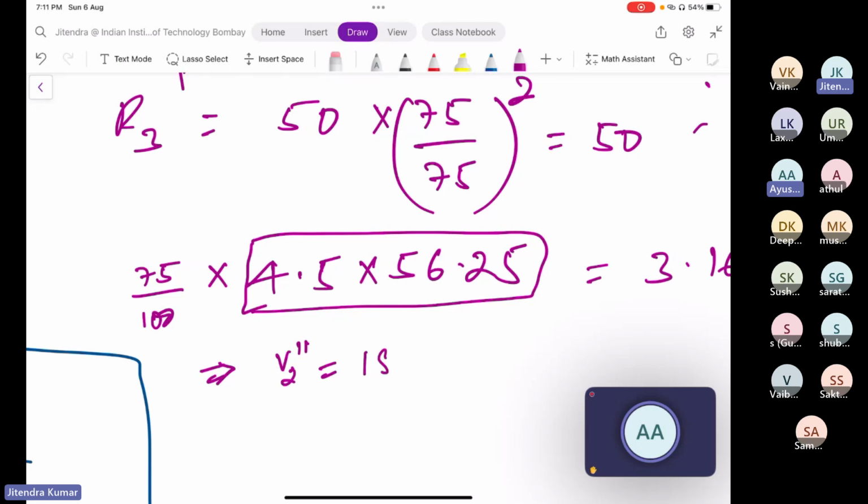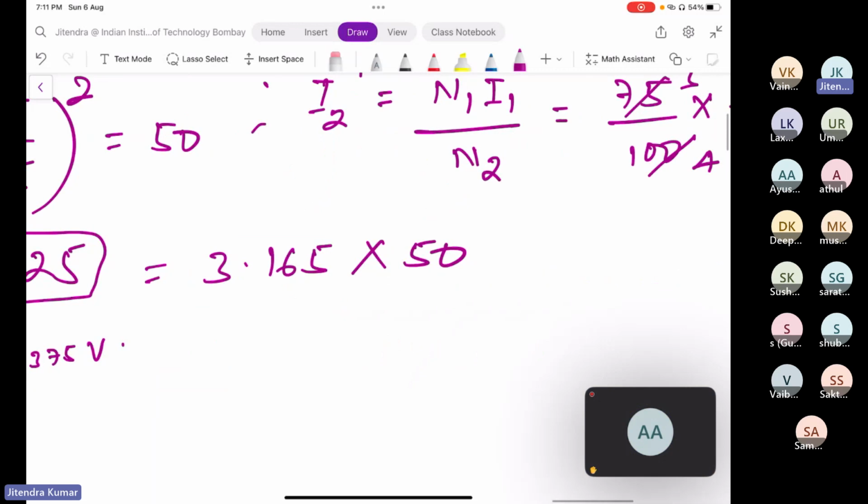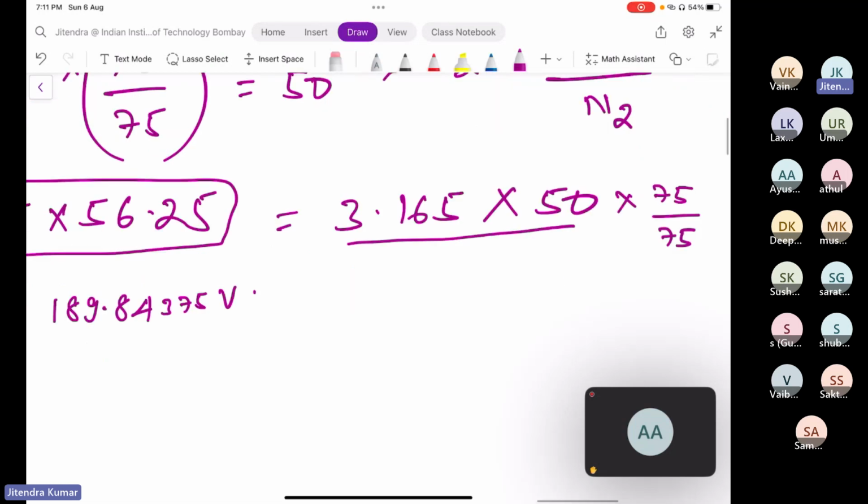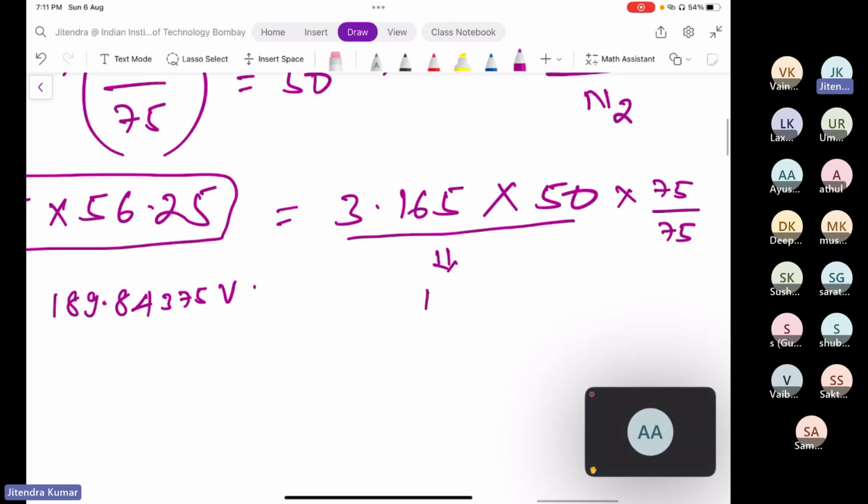189.84, 375. This value into 75 by 75, so it should be same. So how much does it come? Around 150, not 150. No, it will be more than 150. Let 150 we can say. Let me say 158.25.